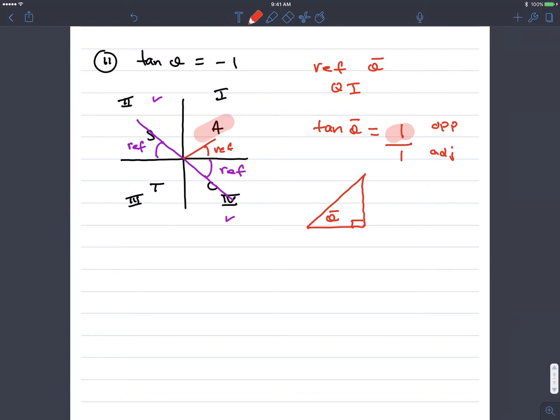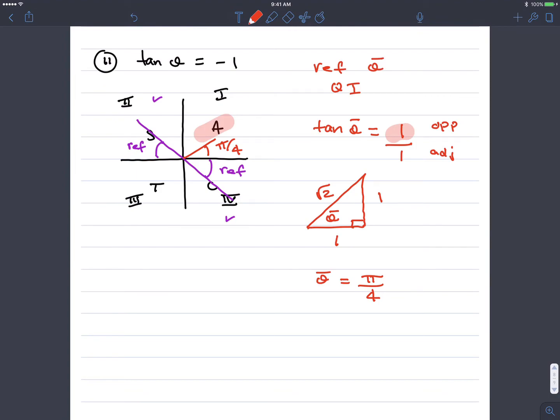My opposite side is going to be positive. My adjacent side is going to be what? Positive as well. They're both 1. So what triangle do you guys recognize here when you have 1, 1? Isn't this hypotenuse the square root of 2? So what's the reference angle going to be? So I got a pi over 4 reference angle. So to let you know, we just found the quadrant 1 angle. This is pi over 4. But that's for tangent being +1.